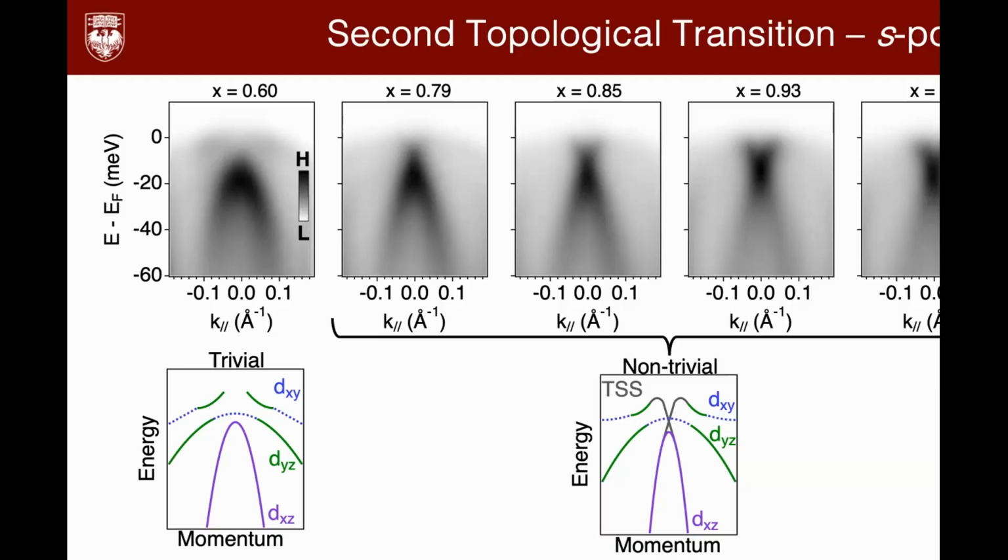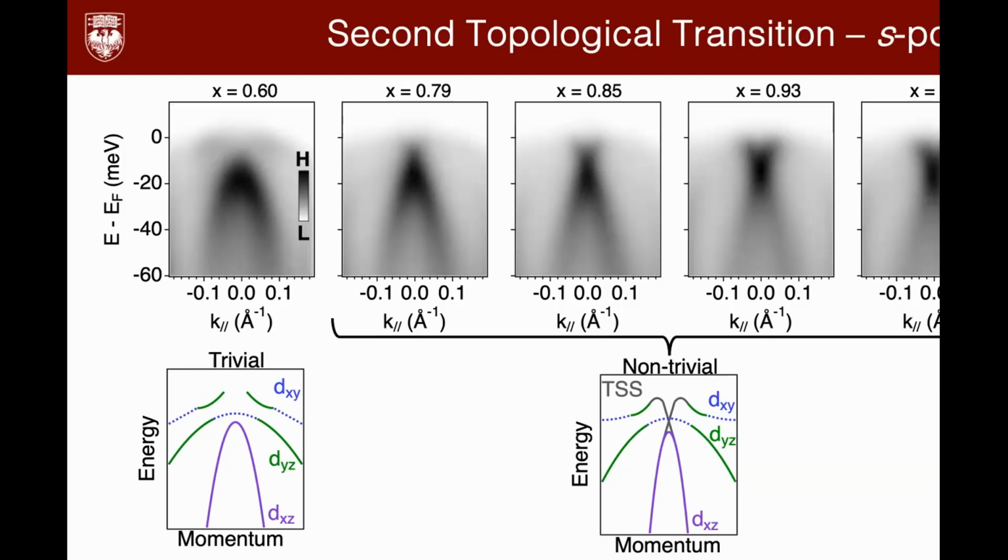Here we use the S-polarized light to highlight the topological surface state. Going from left to right, we actually saw two topological transitions. The first one was sort of expected, going from x equal to 0.6 to x equal to 0.79. Around x equal to 0.7, you can see that the electronic structure changes its shape. There is a notable parabolic band for x equal to 0.6, but as you go to 0.79, it evolves into a crossing feature. And this crossing feature remains even up to x equal to 0.95, very close to iron telluride.